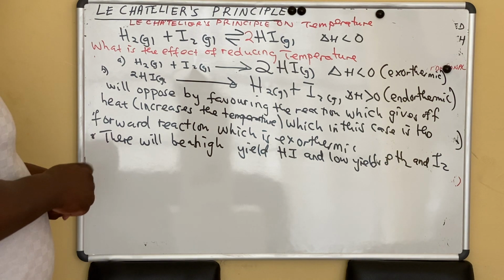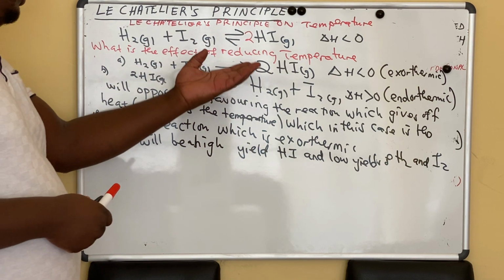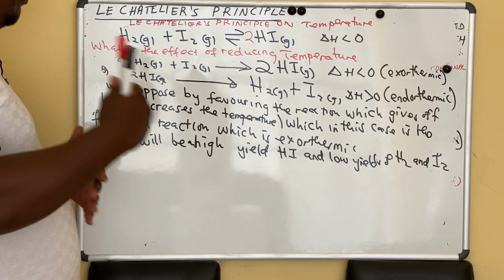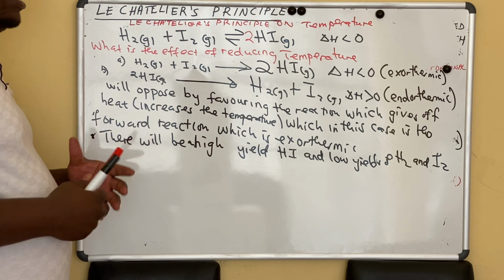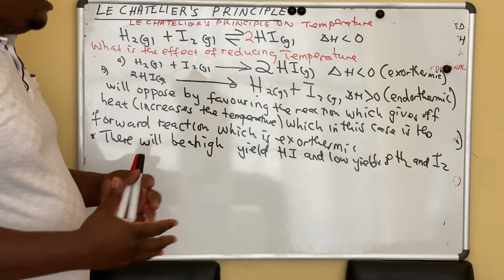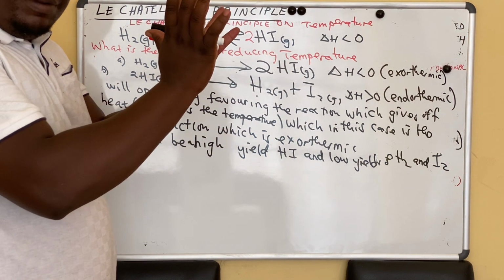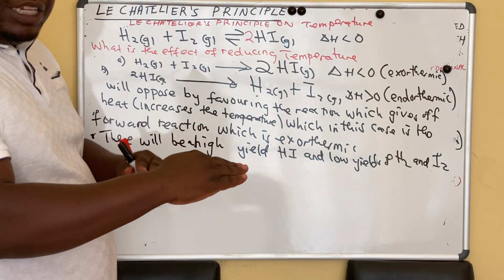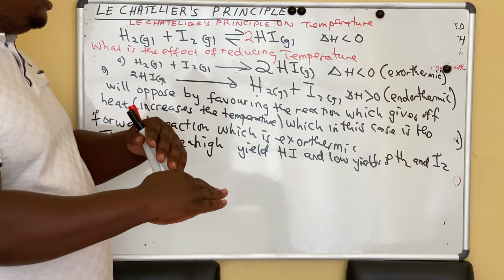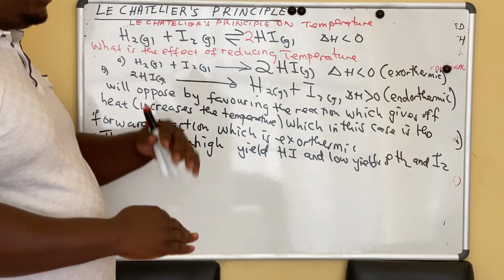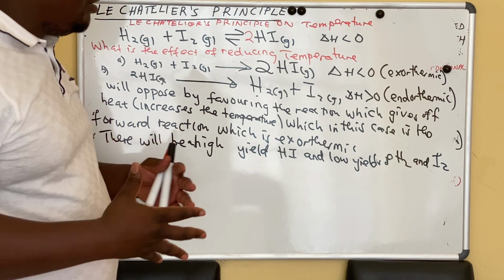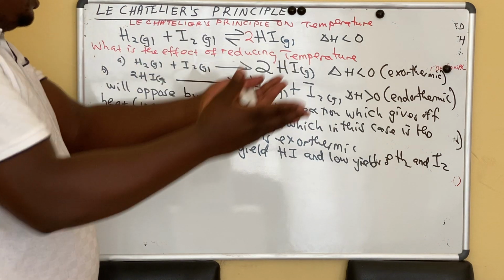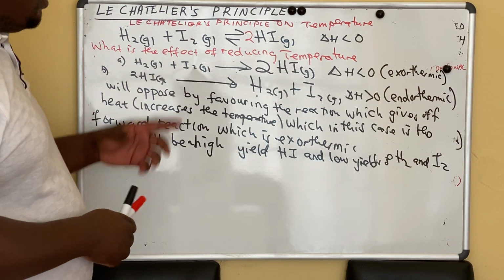Let me explain what I'm saying there. So what have we done? We've reduced the temperature. So when we reduce the temperature, the system is going to oppose. How does the system oppose? The system opposes by favoring the reaction which seeks to increase the temperature. We have reduced the temperature. The system opposes by trying to increase the temperature. How does the system try to increase the temperature? It favors the exothermic reaction, because the exothermic reaction is the one that gives off heat. It is the one that causes the process to heat up. So it is the one that is going to be favored.